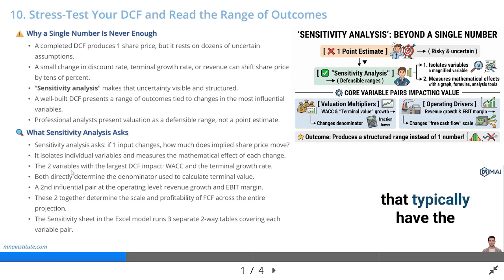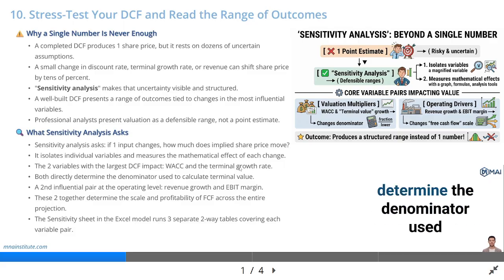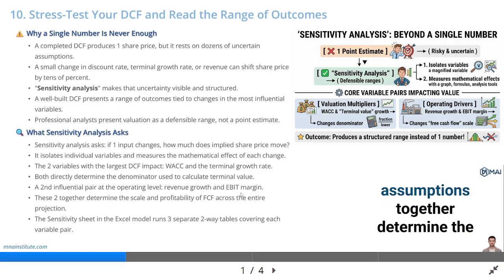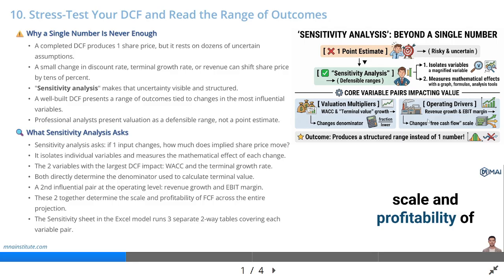The two variables that typically have the largest effect on implied share price in a DCF model are WACC and the terminal growth rate, because both directly determine the denominator used to calculate terminal value. A second pair of influential variables at the operating level is revenue growth and EBIT margin, because those two assumptions together determine the scale and profitability of free cash flow across the entire projection period. The sensitivity sheet in the Excel model runs 3 separate two-way tables covering each of these variable pairs.